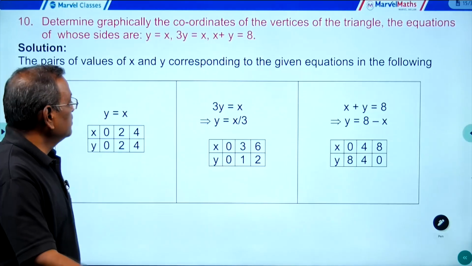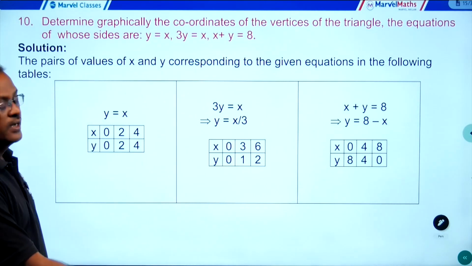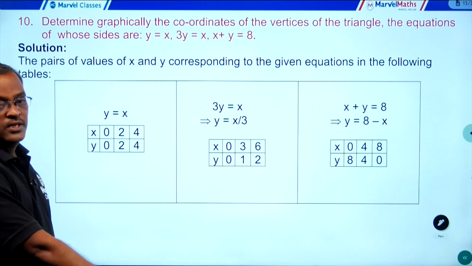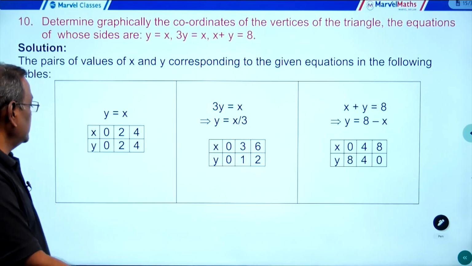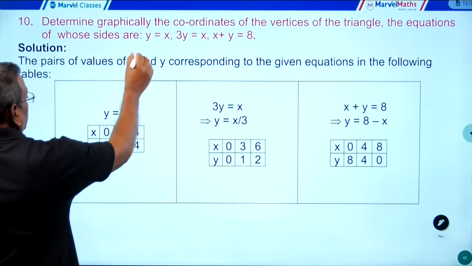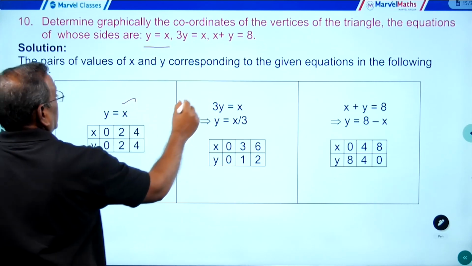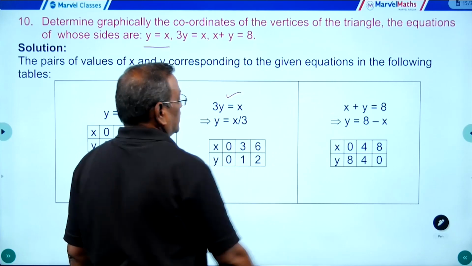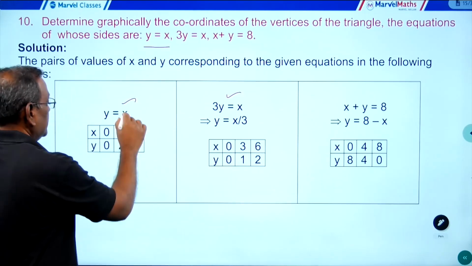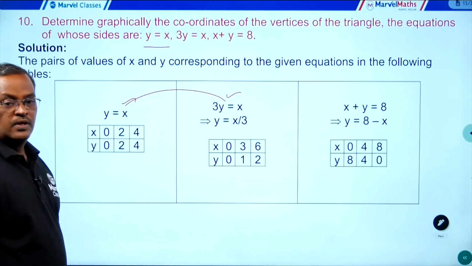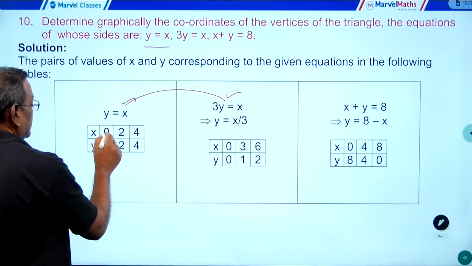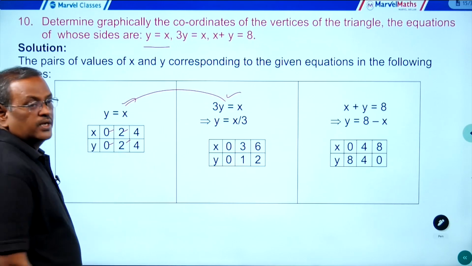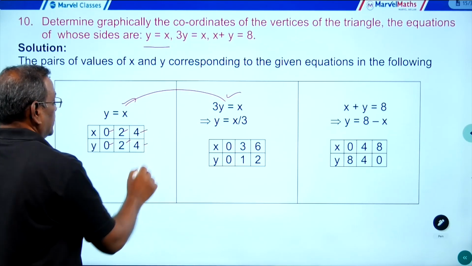And the last important and very tough question is the graph of 3 lines. In the last question we discussed 2 lines, now 3 lines. As usual, the first equation is y equal to x, the second equation is 3y equal to x, and the third equation is x plus y equal to 8. Now these two equations have no constant term. So take x equal to 0, y equal to 0, x equal to 2, y equal to 2, because y equal to x, and x equal to 4, y equal to 4.